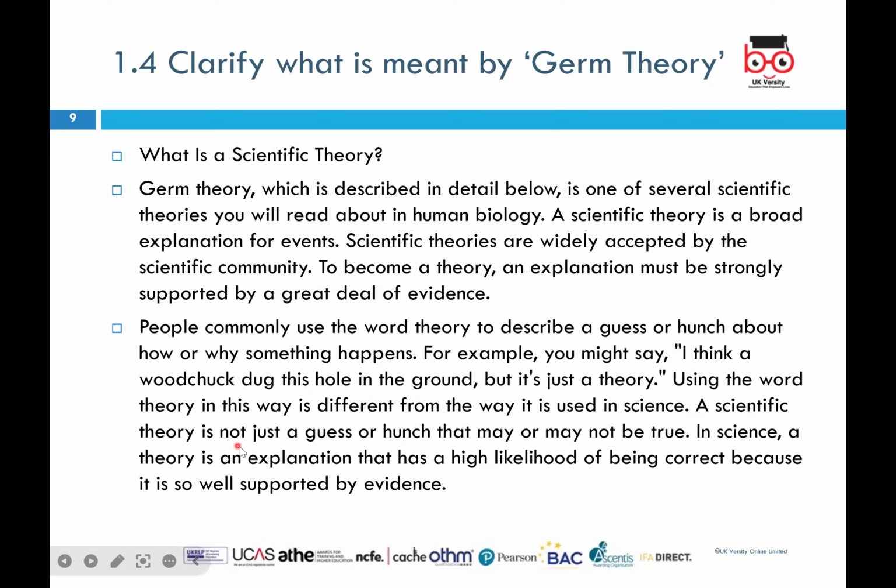A scientific theory is not just a guess or an idea or a hunch that may be true or false. In science, a theory is an explanation that has a high likelihood, a high possibility of being correct because it is so well supported by evidence. So whenever you have evidence, that is when a theory is generated. And there are high chances that it is true instead of being false.